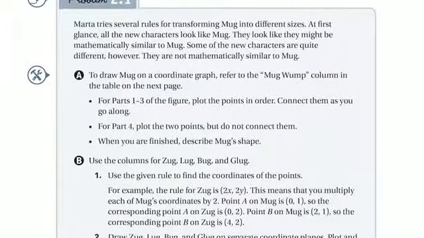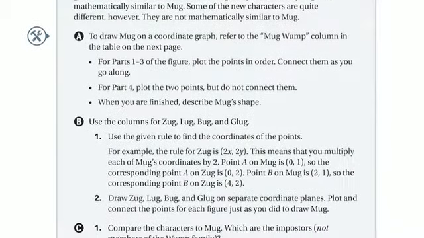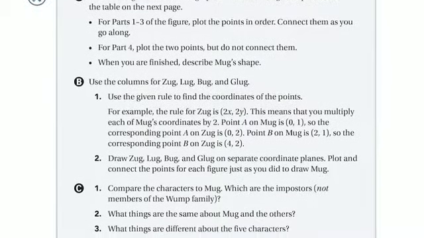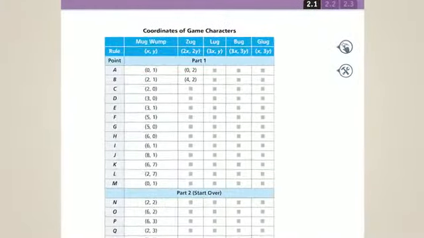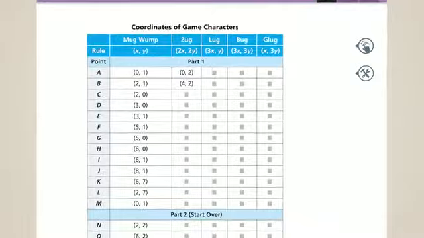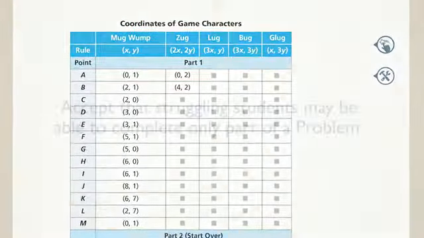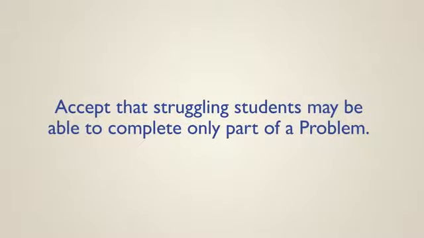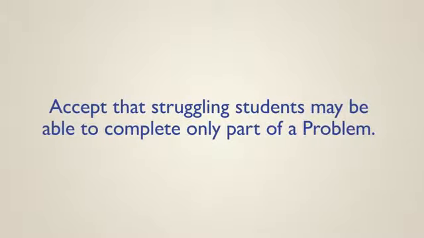It can be a lot for struggling students to have to graph all of the characters that are presented in problem 2.1. So oftentimes we'll have struggling students just focus on mug, zug, and lug. They're still going to get the idea of which WUMPs are family members and which ones are imposters. They'll get the big idea of the lesson, but they won't have as much work to do.